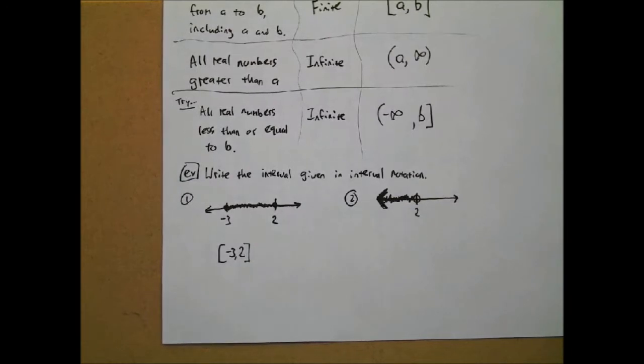Think about what's going to be the interval notation here. Let's go to Jason. First of all, is it finite or infinite here, Jason? Infinite. How can you tell? Because there's no stopping point. Yeah, it's just going to keep going to the left there. That's right. Very good.